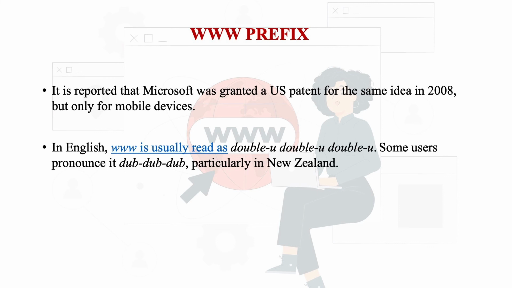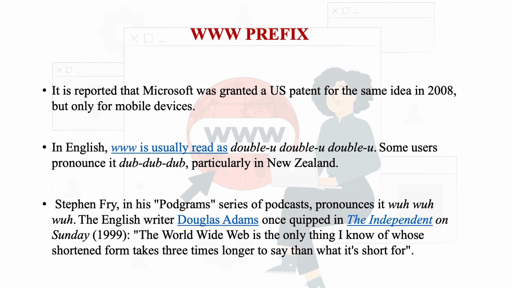Some users pronounce it as "dub dub dub", particularly in New Zealand. Stephen Fry, in his Podgrams series of podcasts, pronounces it "wuh wuh wuh". The English writer Douglas Adams once quipped in The Independent on Sunday: "The World Wide Web is the only thing I know of whose shortened form takes three times longer to say than what it is short for."